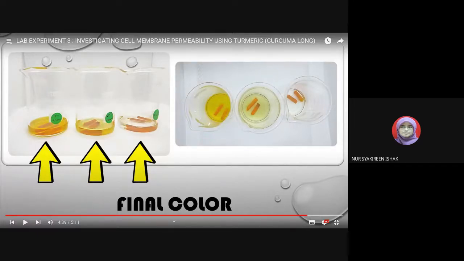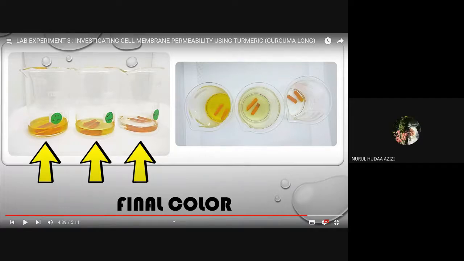Okay. So sekarang ni apa effect macam Madam Liza tanya tadi, what is the effect of the ethanol towards the membrane of the cell? What is the component of plasma membrane? Phospholipid bilayer. Phospholipid bilayer is grouped under lipid, right? Yes. What is the solvent for lipid? Ethanol. Kan? Ya ke tidak?